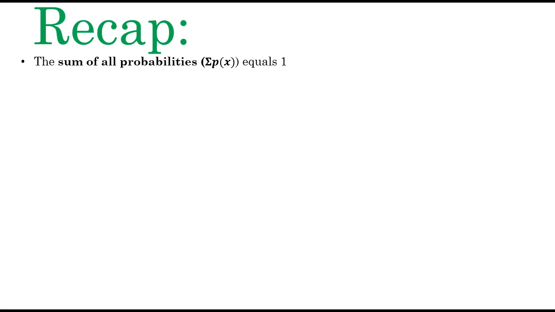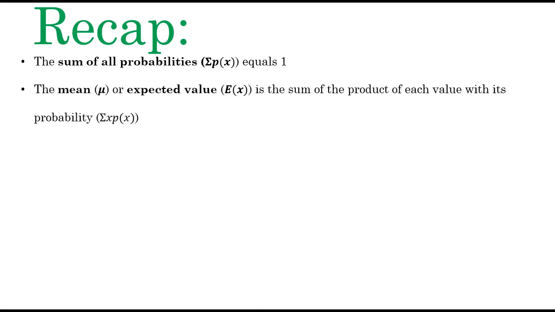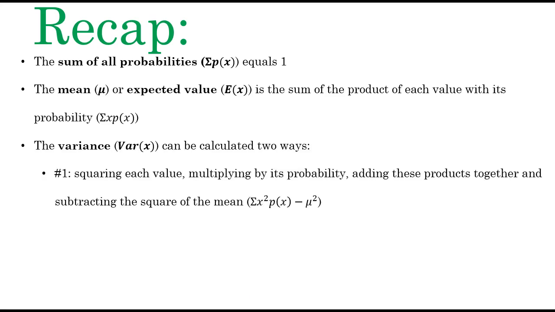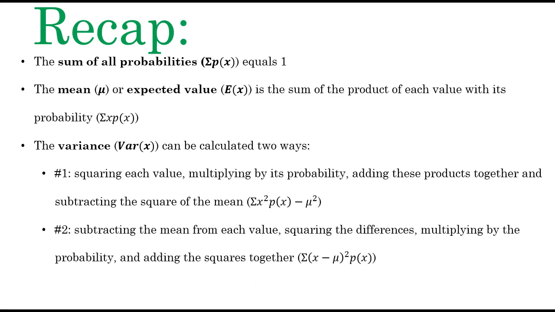The sum of all probabilities has to be equal to 1. The mean or expected value we find by multiplying each value with its probability and adding those together. Variance can be calculated two ways, and I would rather square the value, multiply it by its probability, add those together, and subtract the square of the mean. But you could subtract the mean from each value before squaring, multiplying by the probability, and adding those together as well. Standard deviation, last thing to remember, is the square root of variance.